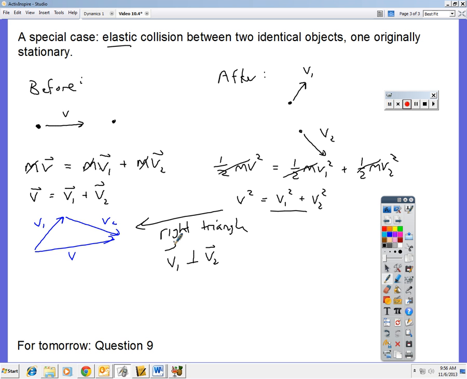And the result is, if this is a right triangle, that v1 and v2 are perpendicular, which is kind of cool. This isn't going to be on the AP exam, but it's an example of the kind of reasoning you sometimes have to use in physics. But do notice that this is not a general case. The collision had to be elastic, and the two particles had to have the same mass, and one of them had to be stationary. So lots of caveats, but it's still pretty cool. Tomorrow, do question 9. You should be able to do all of the chapter 10 questions at this point.